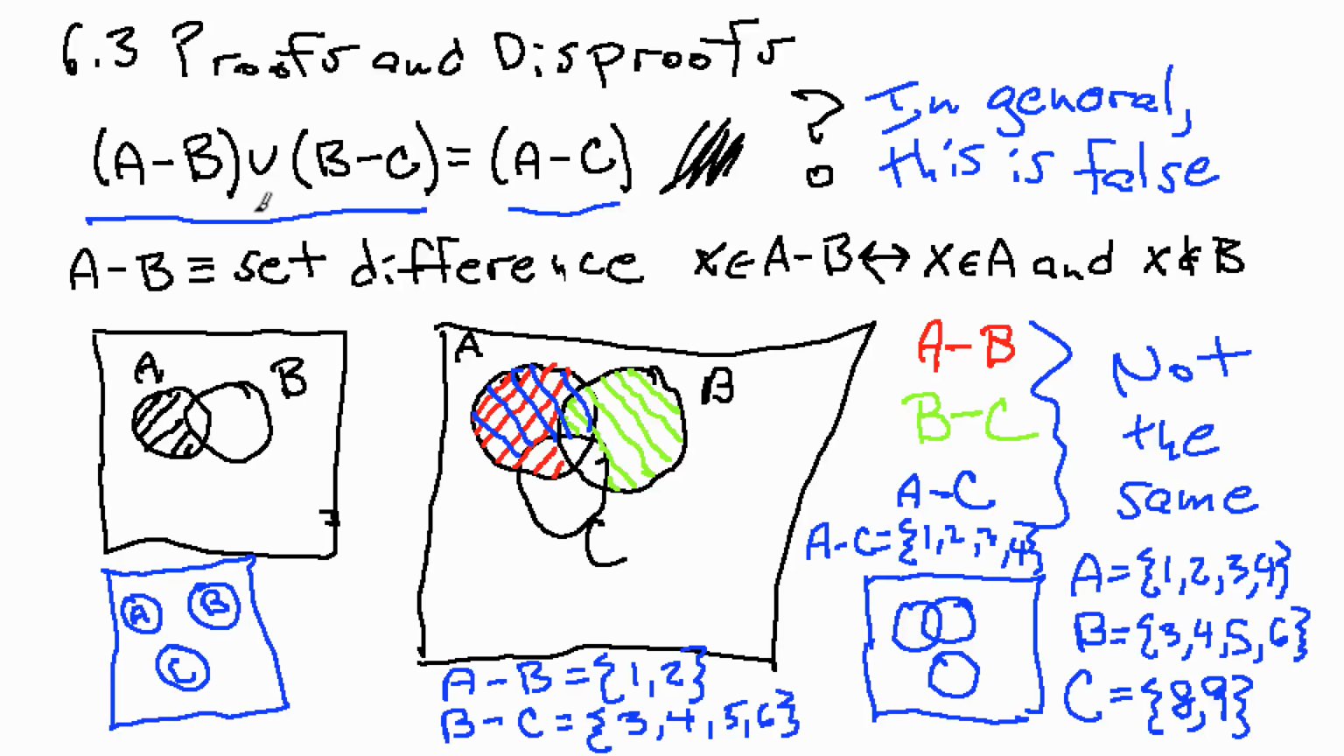And we could see that A minus B union B minus C would be the union of these two sets, which would be 1, 2, 3, 4, 5, 6. But A minus C is 1, 2, 3, 4. So this actually provides explicit sets that provide us with a counterexample.